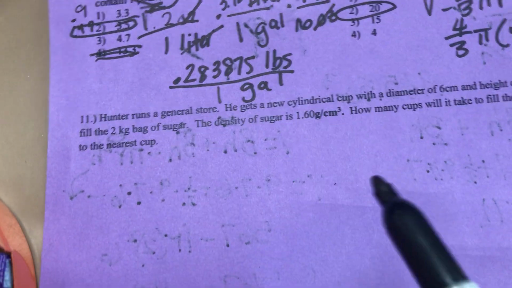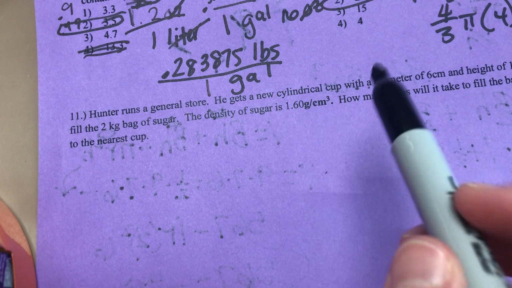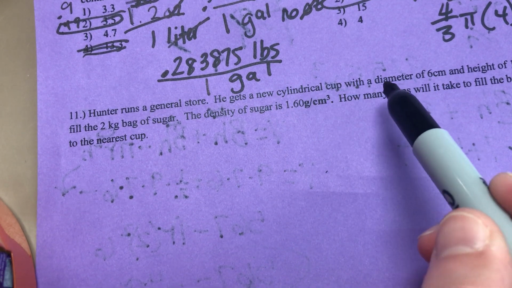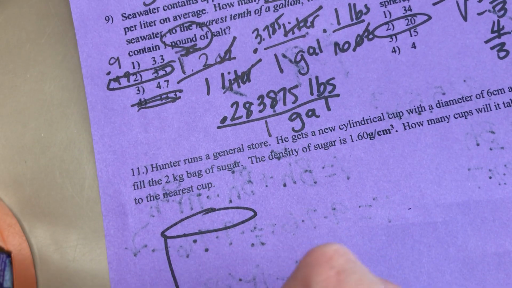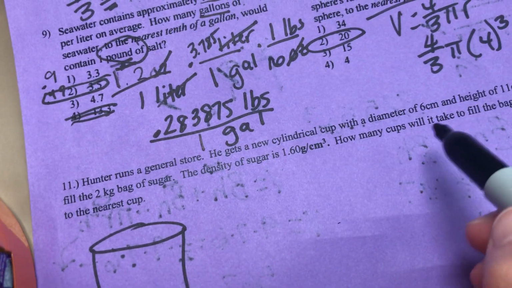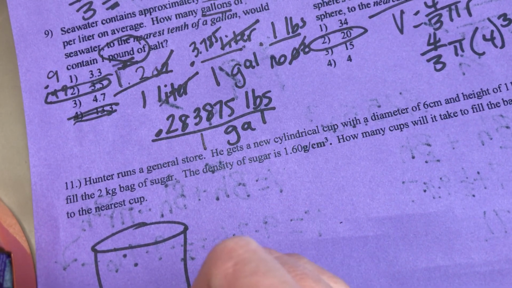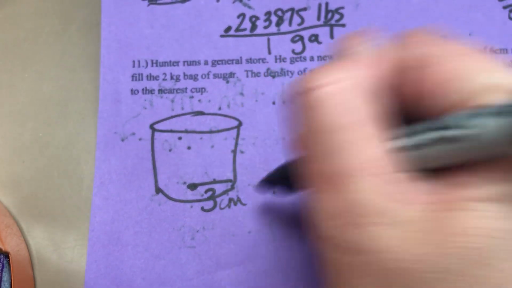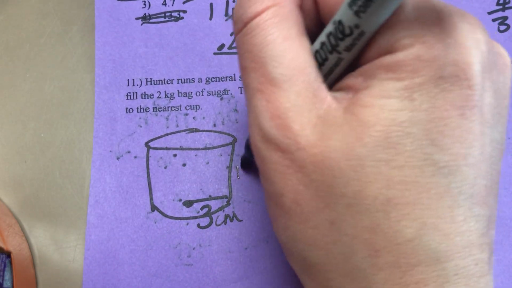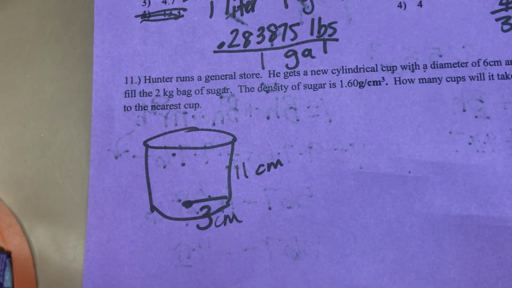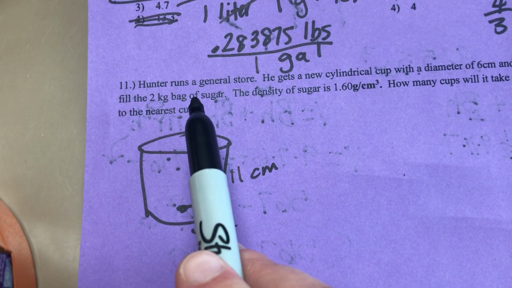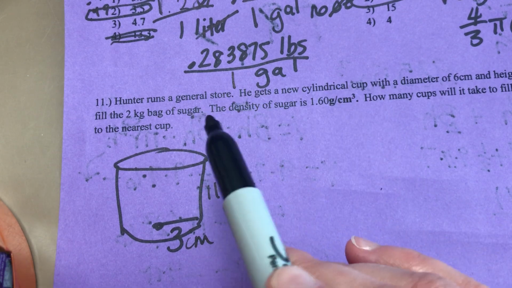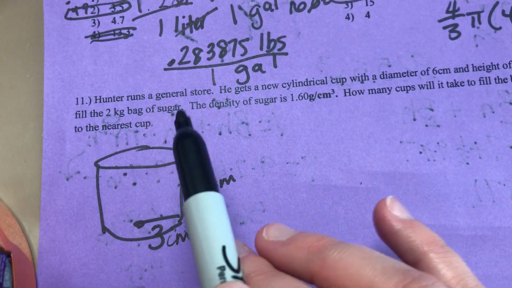Last question. Hunter runs a general store. He gets a new cylindrical cup. So I'm going to draw that cylinder with a diameter of 6 centimeters. I usually just jump right to the radius in my pictures, but you can do it however you would like to. And a height of 11 centimeters to fill the 2 kilogram bag of sugar. Or no, he's got a cup and he's filling up the bag with 2 kilograms.